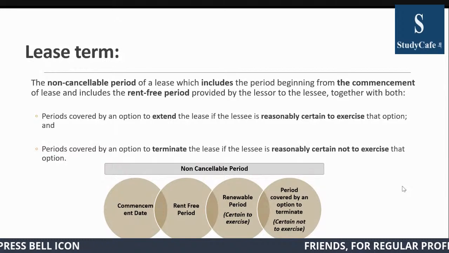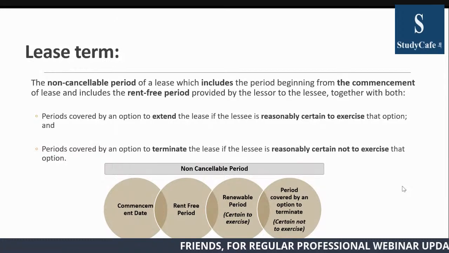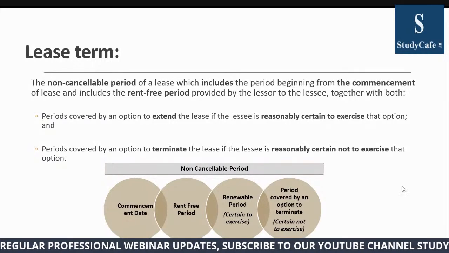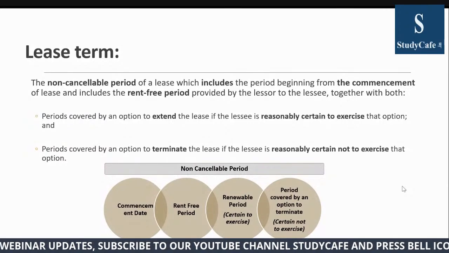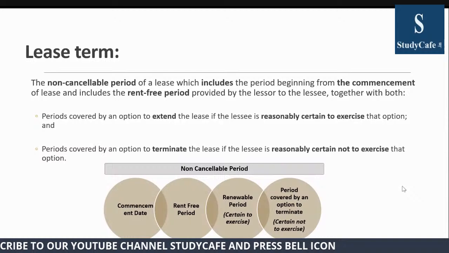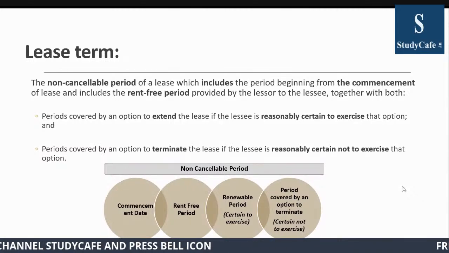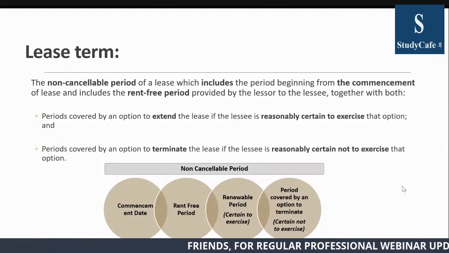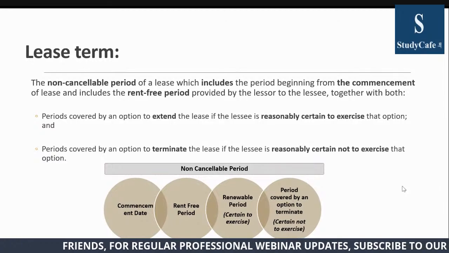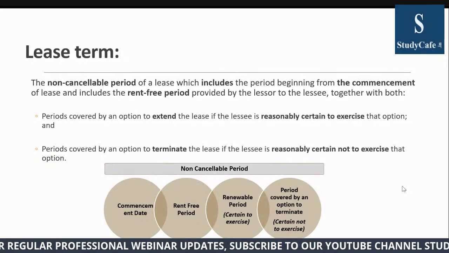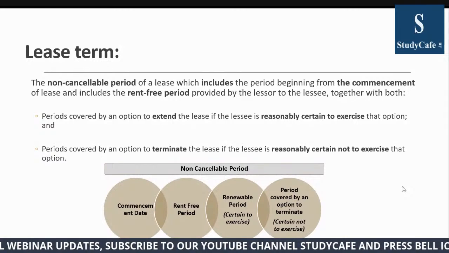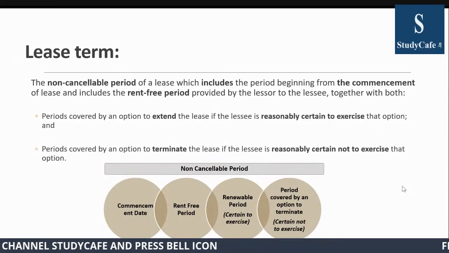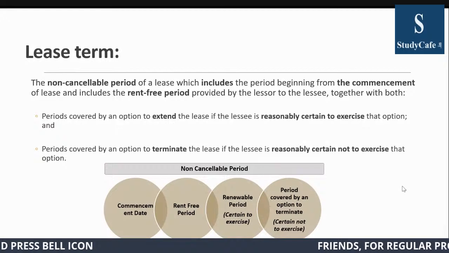Now, we have understood the rights to control the use of asset and the concept of identified asset. Now, we just need to understand the lease term. So, when we understood the concept of commencement date, we understood that on that particular day, the entities are required to determine the lease term. What does that mean? It means that the lease term starts from the commencement date, right? So in this case also, when we calculate the lease term, our timeline will start from the commencement date. It will include the rent free period if there is any, and it will include the renewable period.